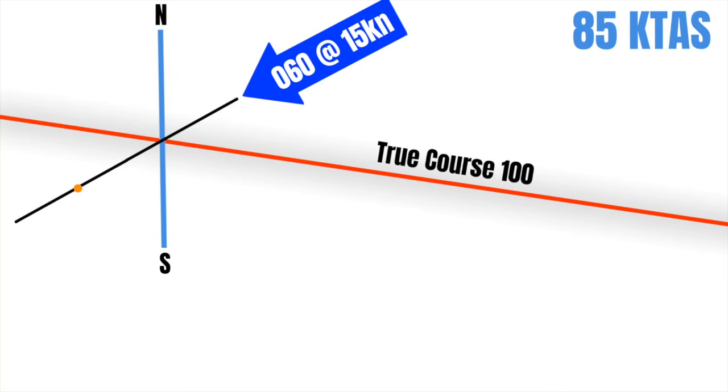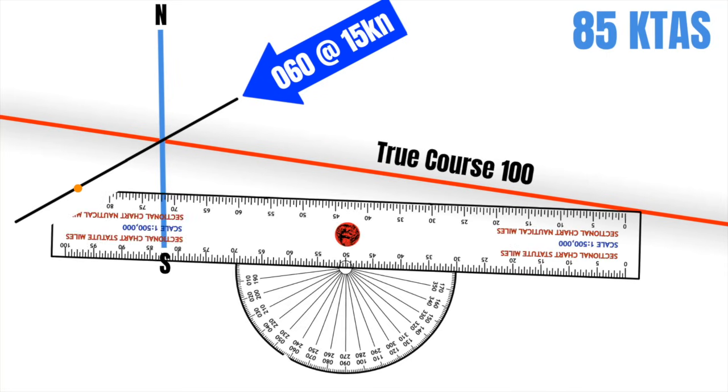Once we do that, we can take the plotter and place one end on that mark and place the other end on your true course. You want the true course to intersect the true airspeed you're expecting on the plotter. In this example, I'm expecting 85 knots, so I'll make a mark here on my true course, then I'll draw a line between these 2 points.